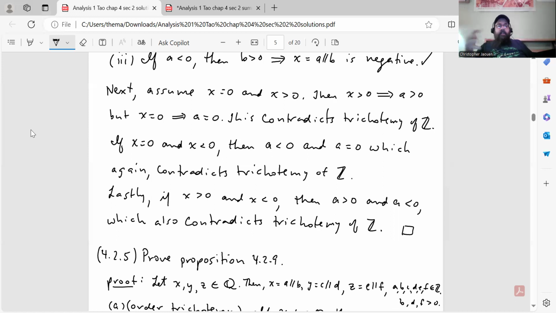And then same thing for X equals 0, X less than 0, that contradicts trichotomy of the integers. And also if X is greater than 0 and X is less than 0, that implies that A is greater than 0, A less than 0, which also contradicts the trichotomy of the integers. Therefore, at most one of them is true. And also we had previously up above that at least one is true. And the only way that can happen is if exactly one is true.